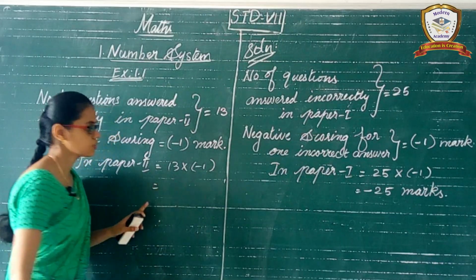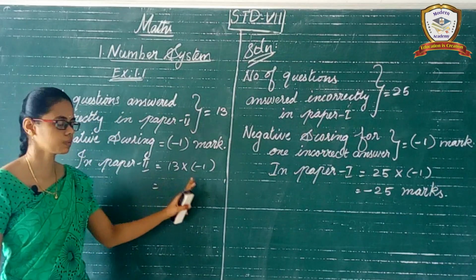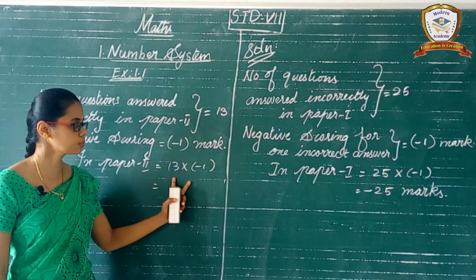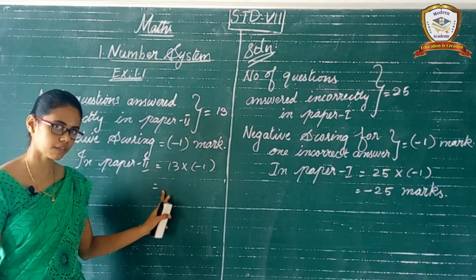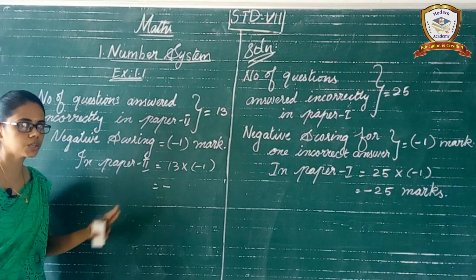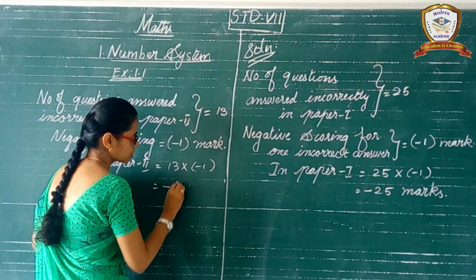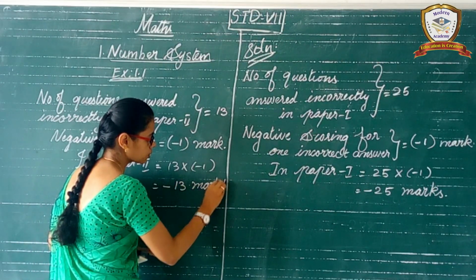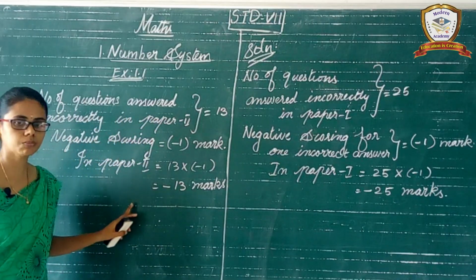So first we mention the sign. Multiple means we mention the sign. Different sign means we have to mention minus in our answer. So minus, and as usual we want to multiply 13 into 1. 13 ones are 30. So in paper 2 she will reduce 30 marks.